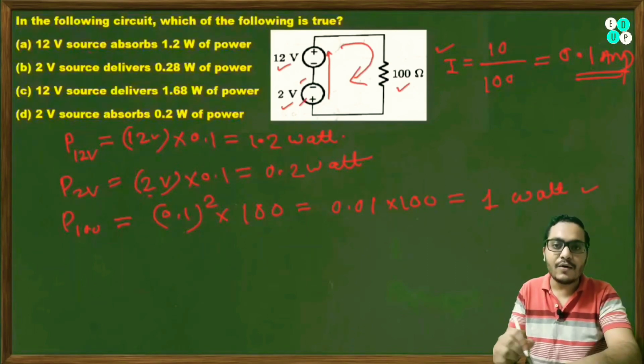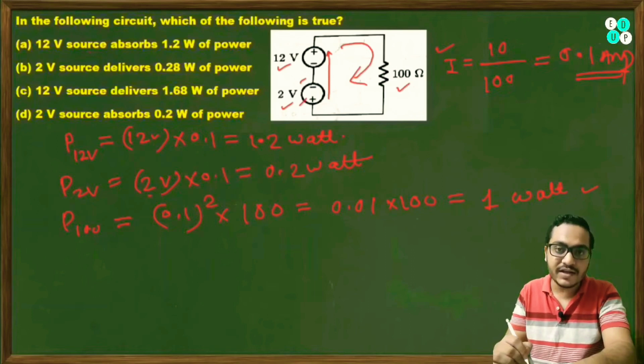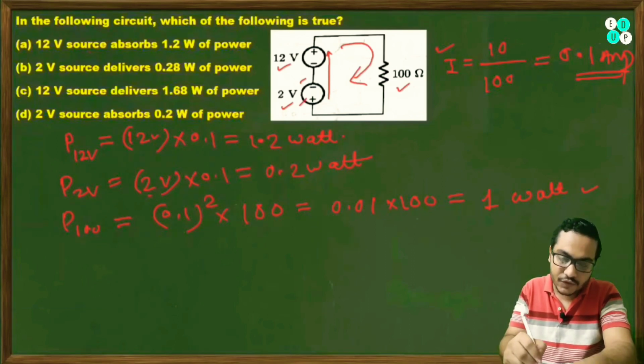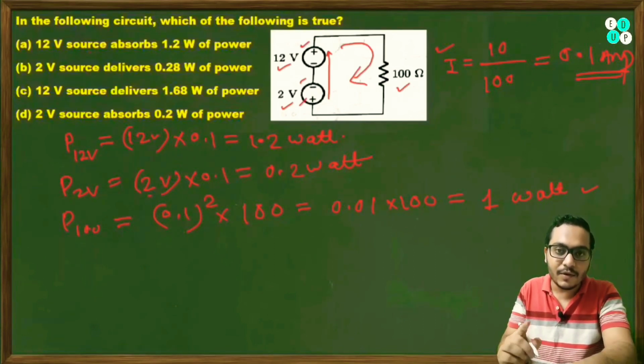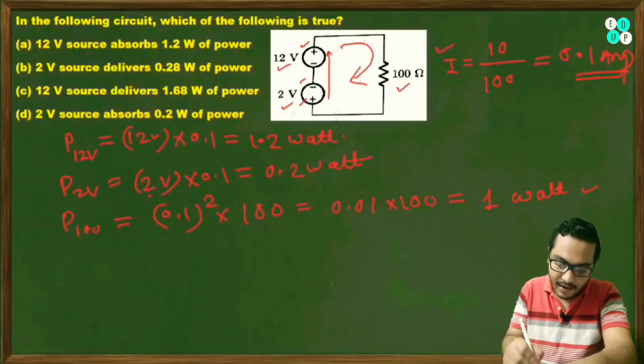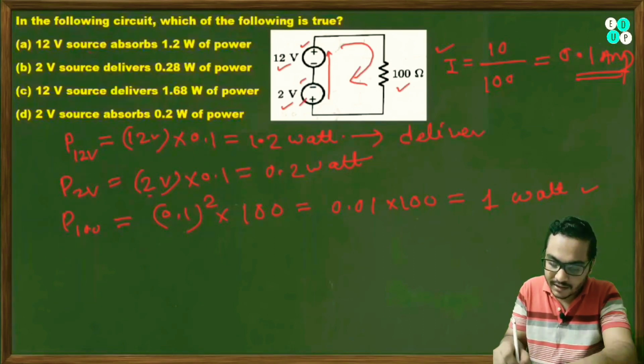Okay, now let us see what will be the nature of power. Here for the 12 volt source, the current is leaving from this positive end. Remember one thing: when the current leaves from the positive terminal of a voltage source, then this voltage source will be delivering the power, meaning supplying the power. So for this 12 volt source, the power is delivered or supplied.